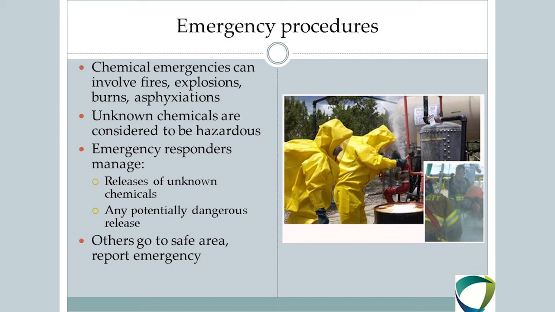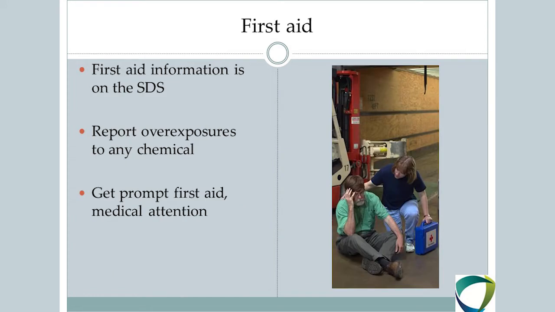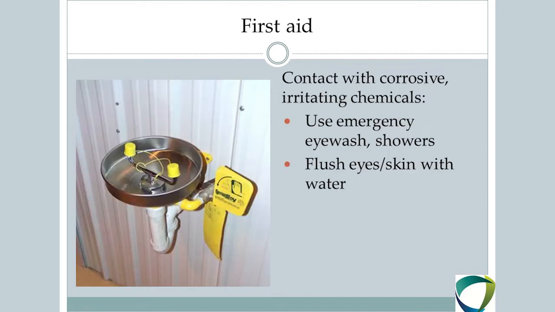Knowing how to promptly report an emergency is very important. Equally important is to follow the proper emergency procedures. It is a good practice to always be aware of how to follow a safe evacuation route from wherever you happen to be working. First aid information for contact or overexposure to the chemical is available on its safety data sheet. Take it seriously and report the incident right away if someone is overexposed to any chemical. Prompt first aid and medical attention can prevent a serious injury or illness. For many chemicals, the first thing to do if there is direct contact with the eyes or skin is to rinse with plenty of water.